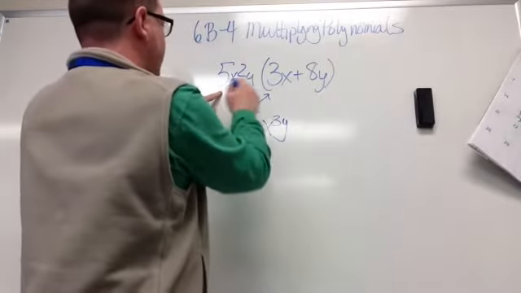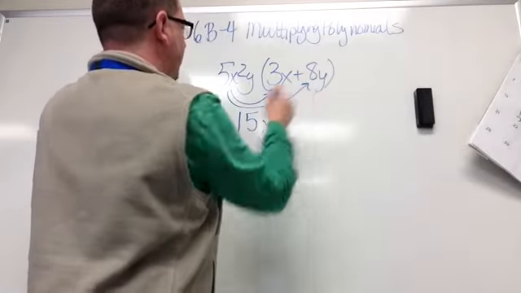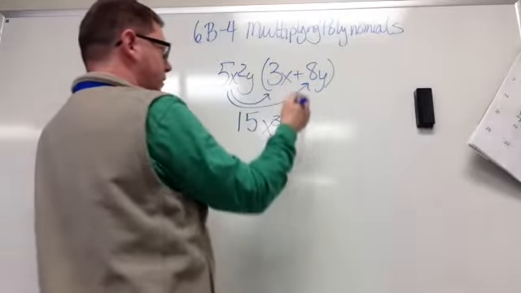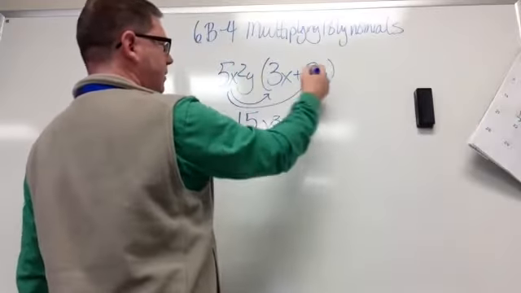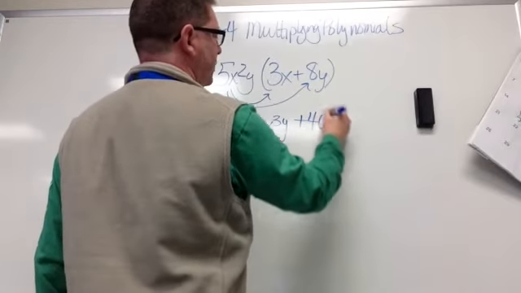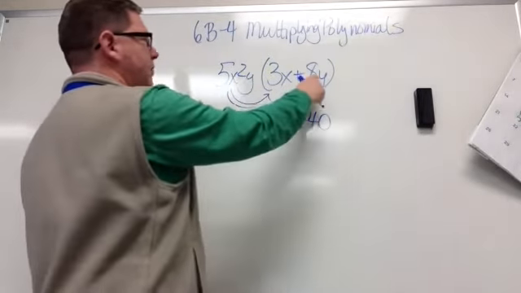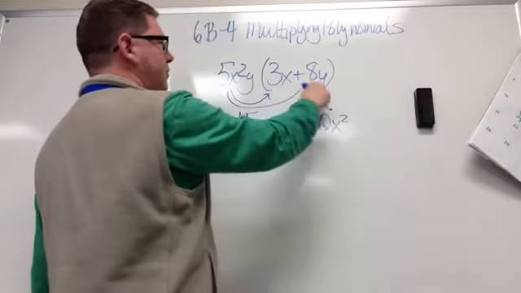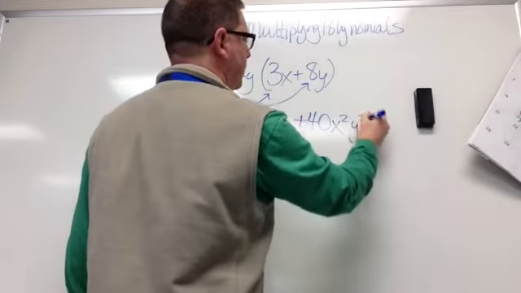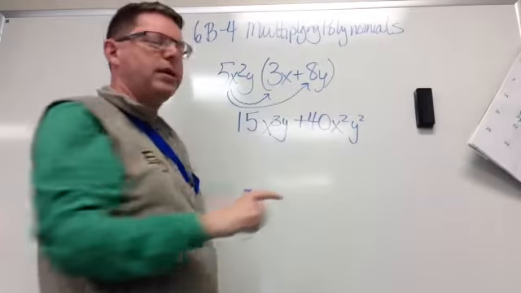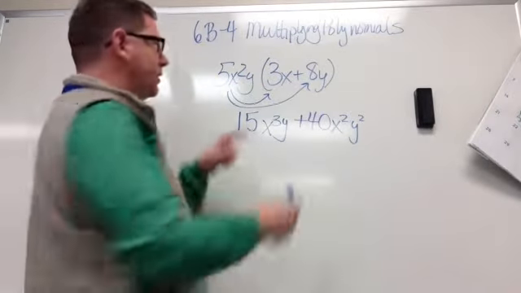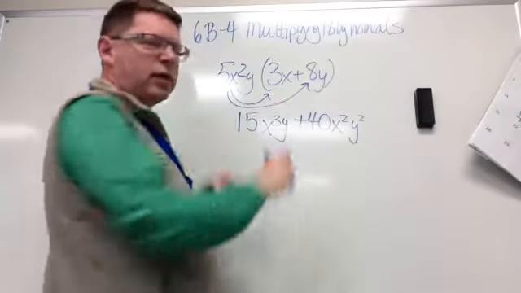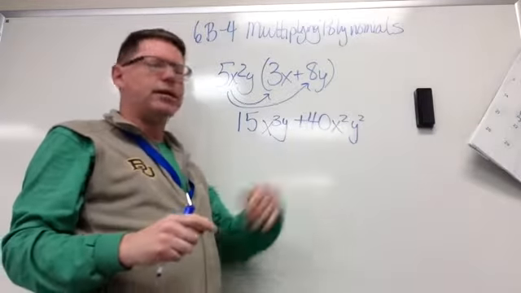And now I've got 5x squared y times 8y. So I know 5 times 8 is positive 40, so it's going to be plus 40. x squared, there's no other x, so it's just going to be x squared. And then y times y is y squared, because y times y, multiplying the same base, add the exponents. The exponent is 1 on each of those y's, so that's why it's y squared.